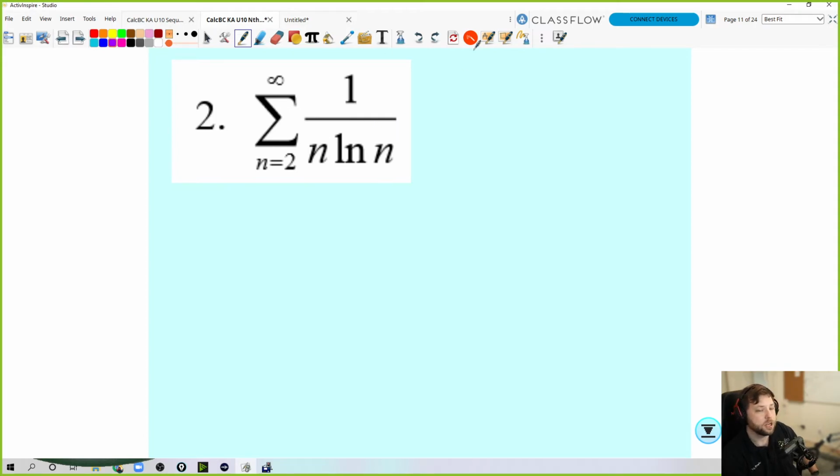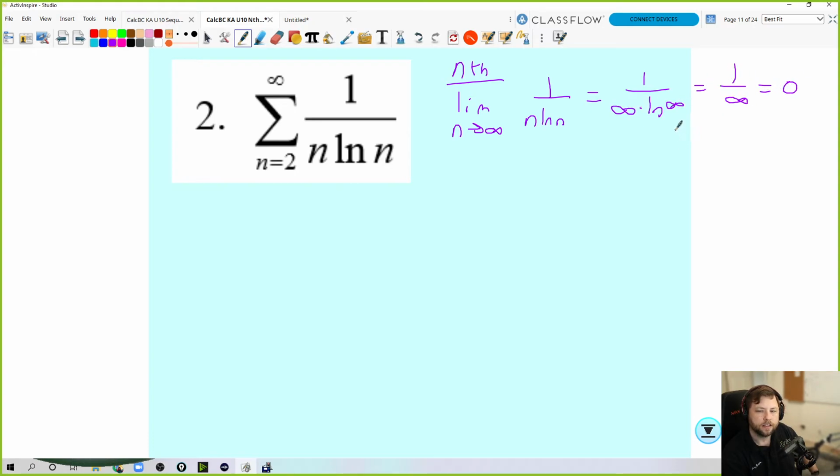Okay, so the first thing you might try is the nth term test. You try the limit as n goes to infinity of 1 over n times ln of n, right? That would give you 1 over infinity times ln of infinity, which is 1 over infinity, which is 0. That's inconclusive, so I don't know from this test. All right. Then I have to use another test, and I go, oh, let's try integrating this.